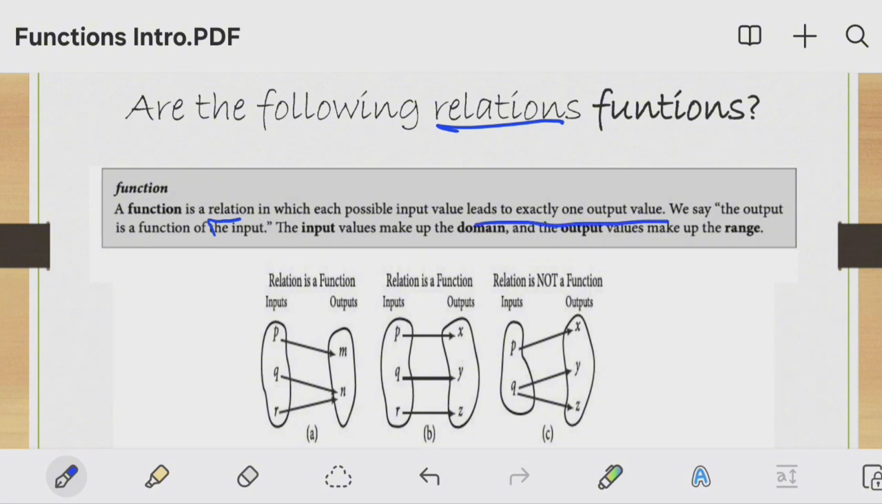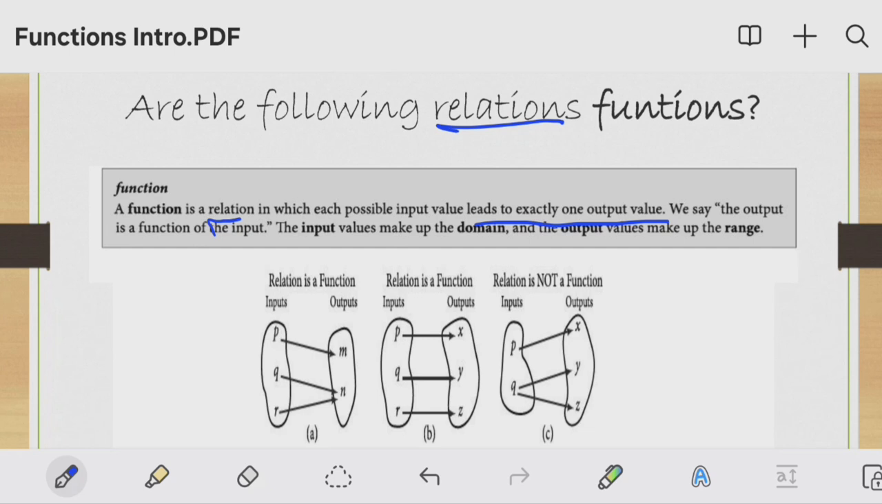That is very important. Remember the previous definition said the same thing in a different way. This one makes it a little bit clearer: a function is a relation in which each possible input value leads to exactly one output value. We say that the output is a function of the input. The input values make up the domain, as we said, and the output values make up the range.